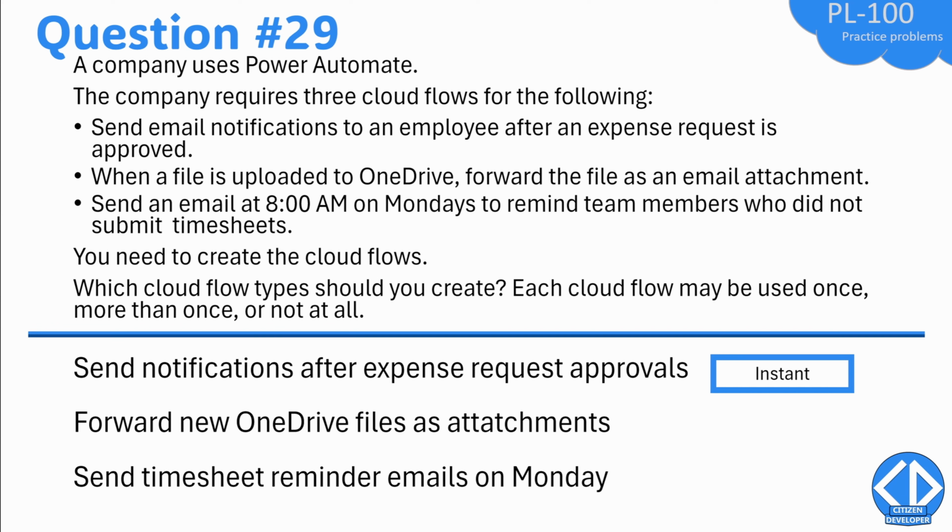Next, then, we want to forward OneDrive files as attachments. This is going to be automatic of whenever a file is uploaded. We don't want any user input. There's no previous flow that's causing this to be triggered. So that to me, yes, 100% is an automated flow. And then the last one, this one seems the easiest. Every single one of you guys can get this on this exam. This is a scheduled flow. At a certain time, we want this to happen. So these are going to be my answers and what I would recommend you do on your exam.